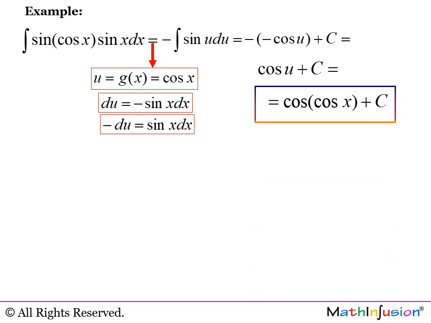You can easily check your answer by differentiating that. When you differentiate that, you will obviously use the chain rule, and you will get the integrand sine of cosine x times sine of x.